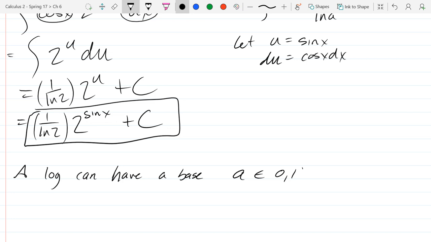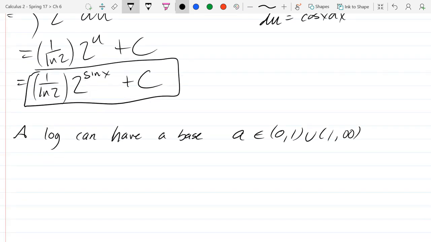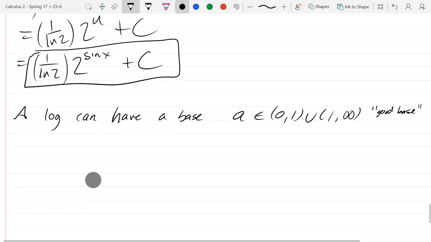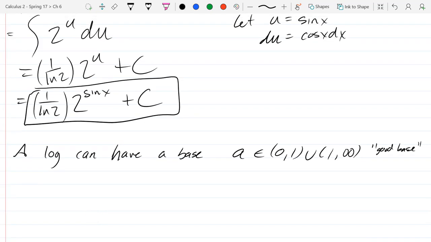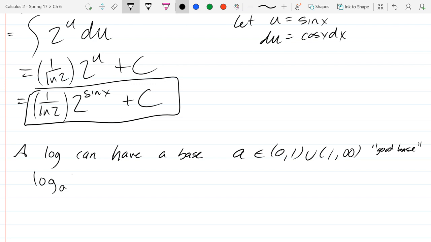So our good bases are between 0 and 1 and 1 to infinity. So a can be anywhere in those two intervals, and we call this a good base. So that's what it means to be a good base. And we'll define this log base a of x.